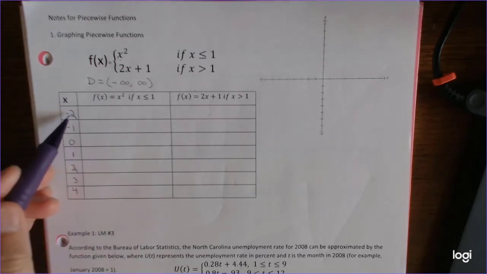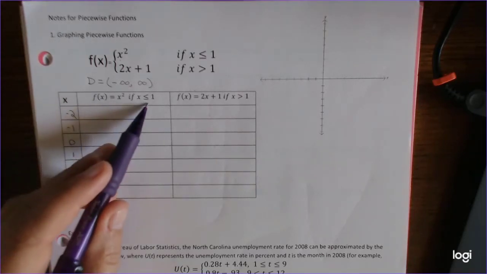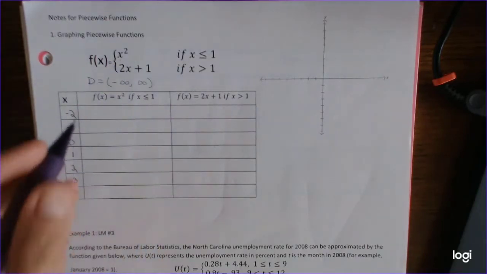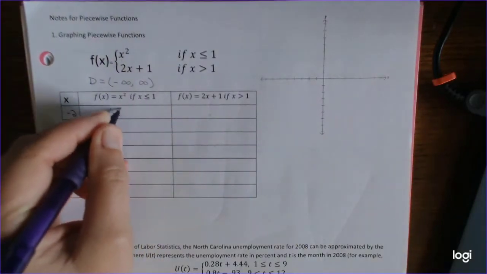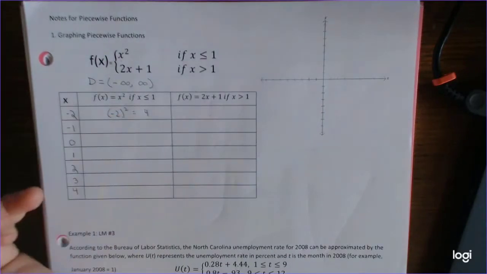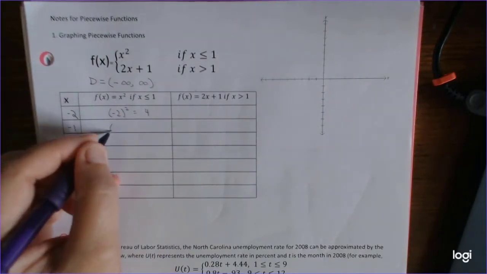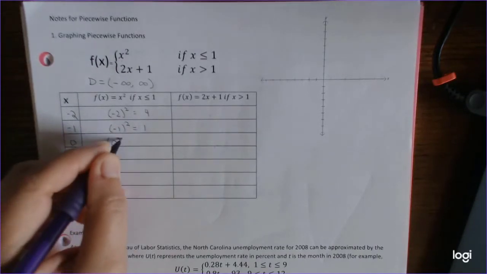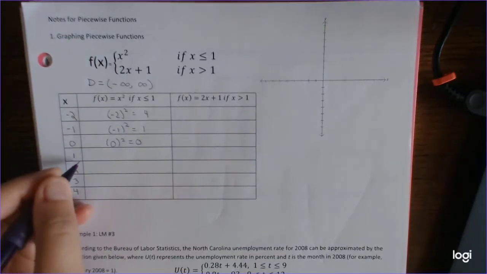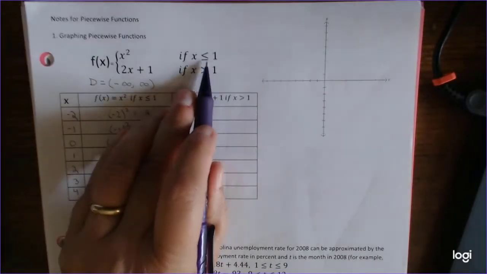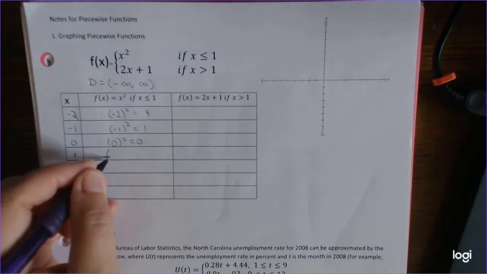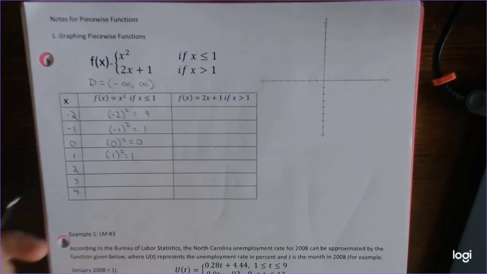Alright, and then I'm going to plug in. When x is less than or equal to 1, we use this function, is what this says. So -2 squared is 4, -1 squared is 1, 0 squared is 0, and for 1, it says equal to 1, so we'd use the top function, the x squared, so that's 1.